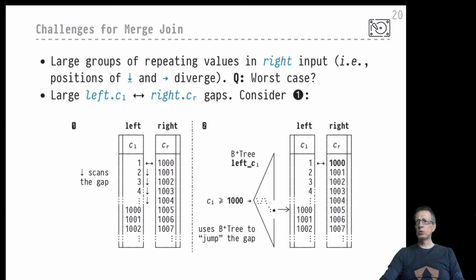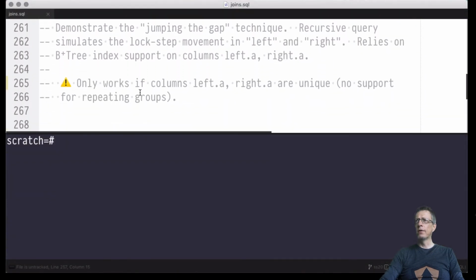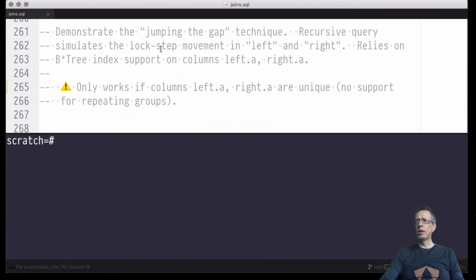So let's switch over to the terminal again. Here I would like to demonstrate the jumping the gap technique on the level of SQL. I will use a SQL query that simulates the behavior of the merge join that produces a lockstep movement of the left and right file pointers, but also uses a B plus tree index to jump the gaps.